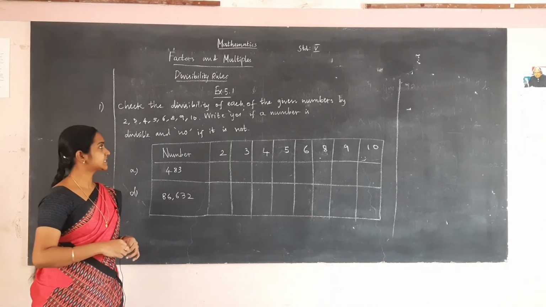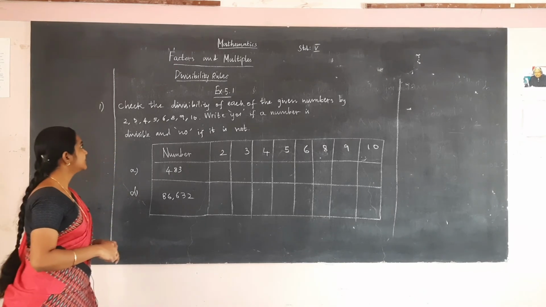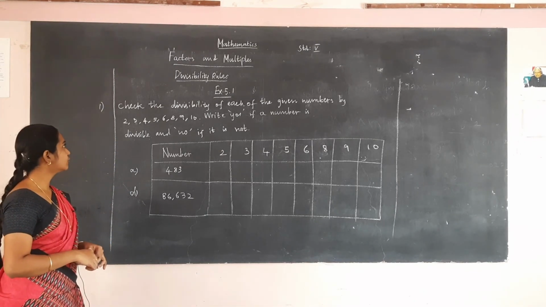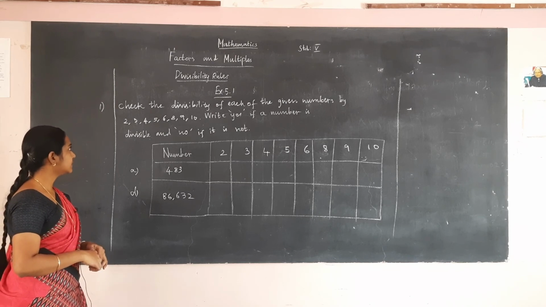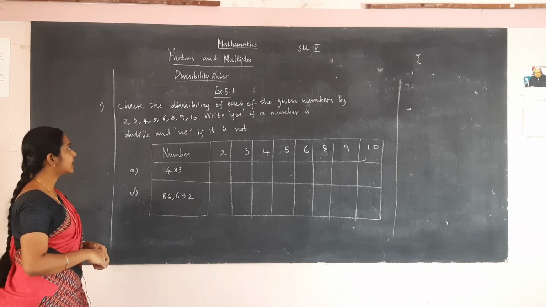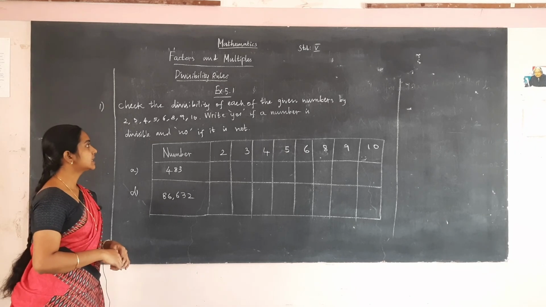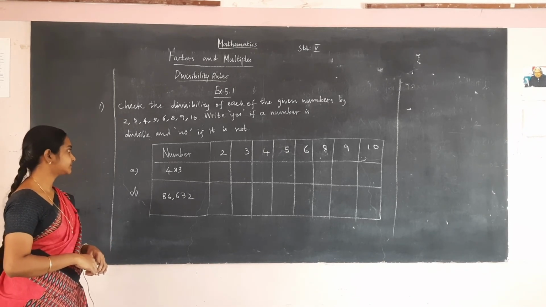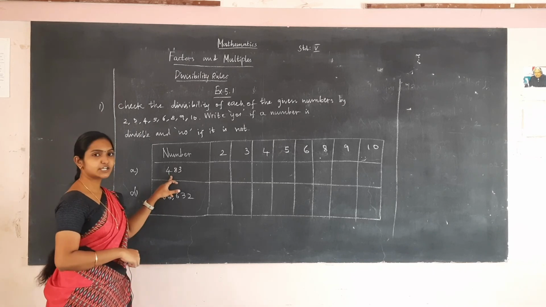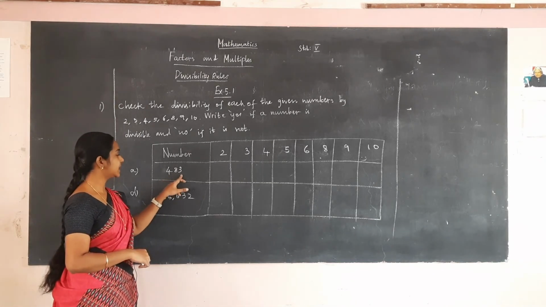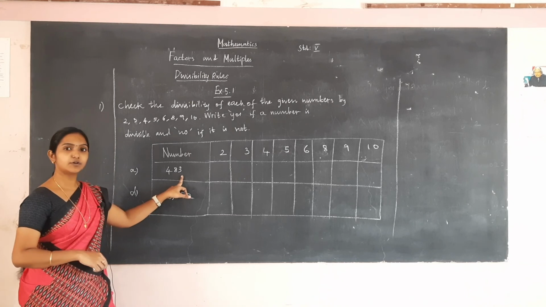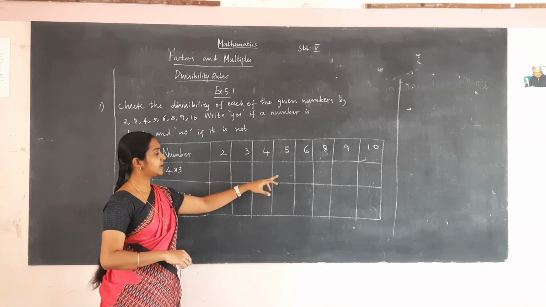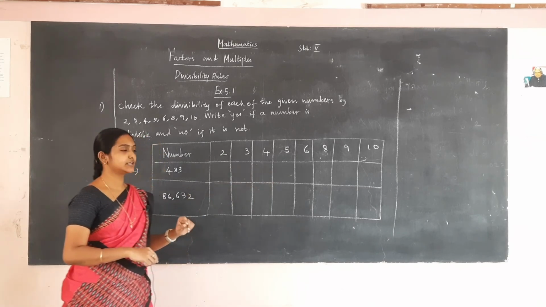Now let us solve exercise 5.1. Check the divisibility of each of the given numbers by 2, 4, 3, 5, 6, 8, 9 and 10. Write yes if a number is divisible and no if it is not. Now we are going to check for the number 483. We are going to check the divisibility rules for 2, 3, 4, 5, 6, 8, 9 and 10.